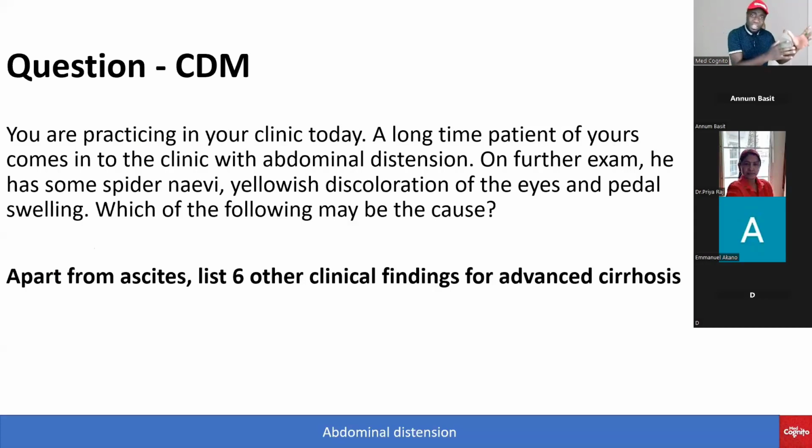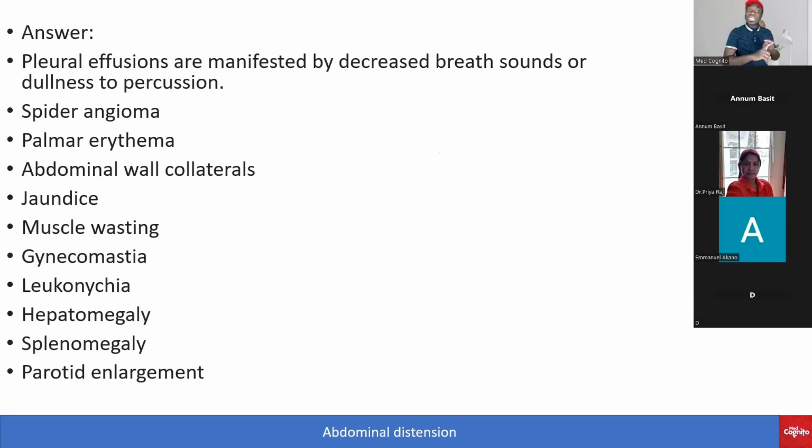Okay, so now I go again. You are practicing in your clinic today. A long-term care patient of yours comes into the clinic with abdominal distension. On further exam, he has all that we've talked about. Apart from ascites, list 6 other clinical findings of advanced cirrhosis. I know we've talked about it in some of the points, so I'll just go through it. So the patient can even have pleural effusion. Remember, I told you that whenever you're talking about ascites or abdominal distension, think about the relationship between the liver and the lungs, the liver and the kidney, the liver and the spleen. Then you can add other things.